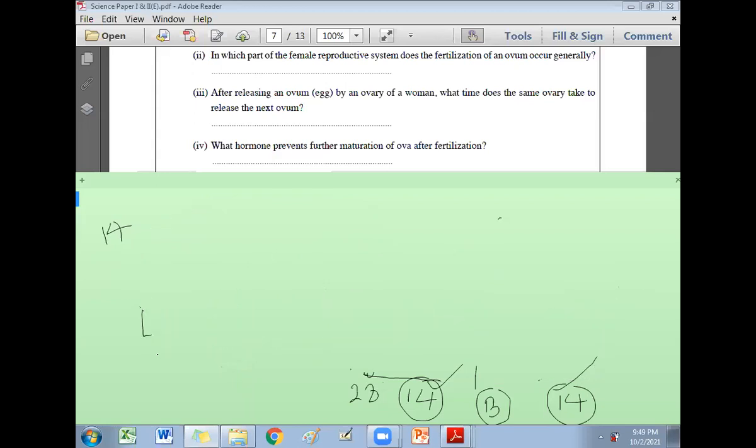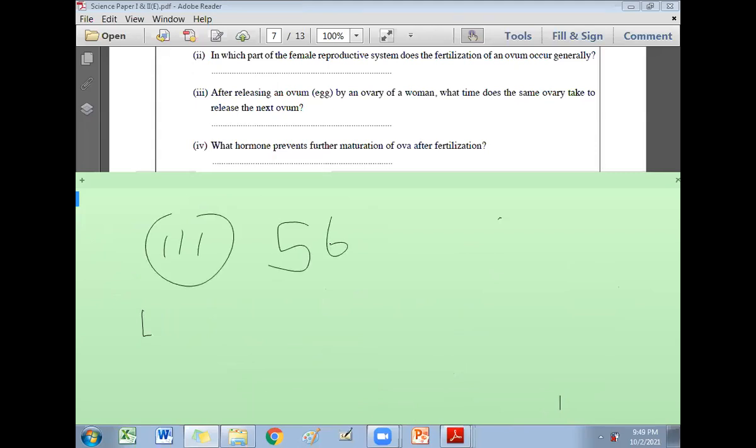That's a good question. Put a star for that. They can ask this in the oral paper. So far they haven't asked. Part 3, the answer will be 56 days. Then part 4.